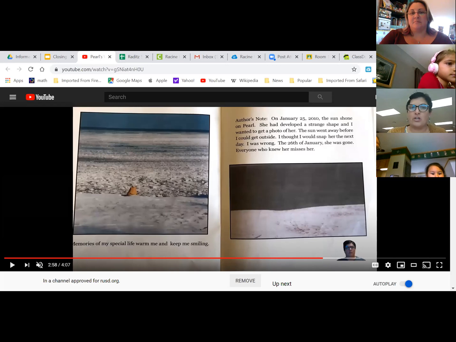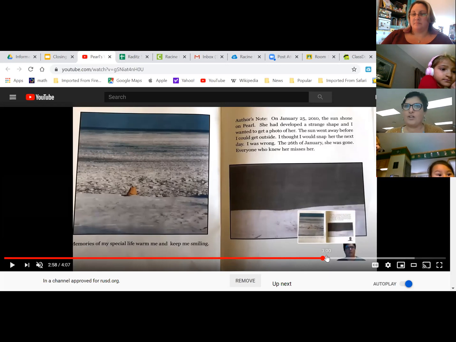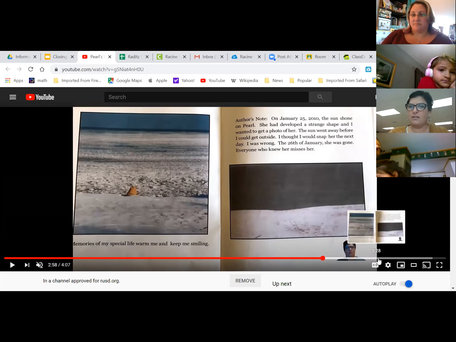This says author's note. So this is from Auntie Lulu. On January 25th, 2010, the sun shone on Pearl. She had developed a strange shape, and I wanted to get a photo of her. The sun went away before I could get outside. I thought I would snap a picture of her the next day. I was wrong. The 26th of January, she was gone. Everyone who knew her misses her. I wonder where she went. Does anybody have an idea of maybe where she went?